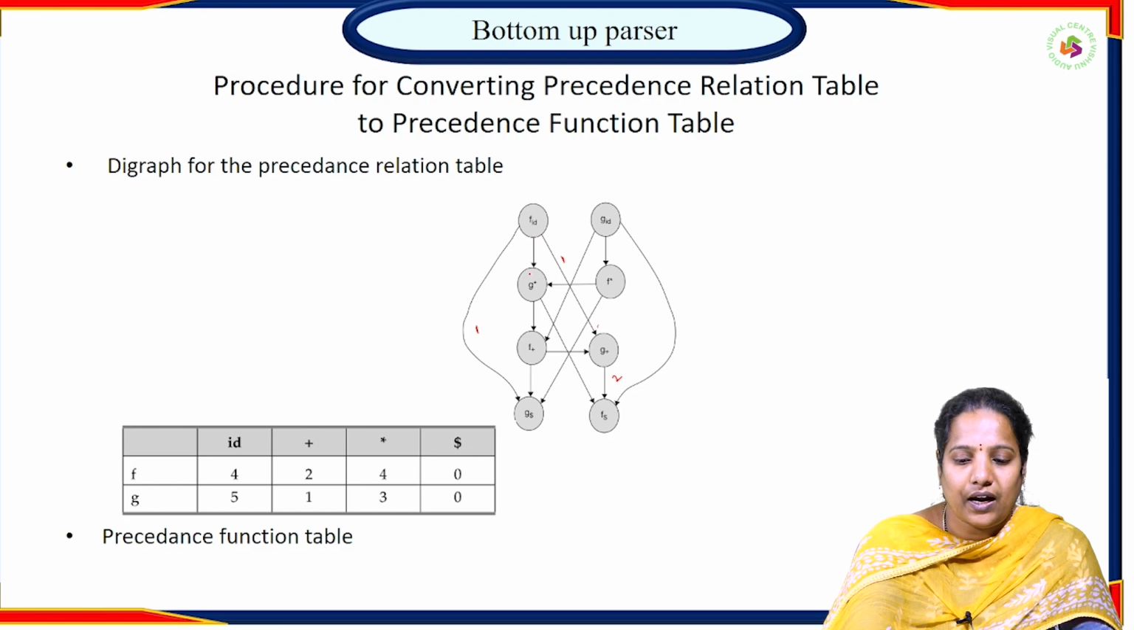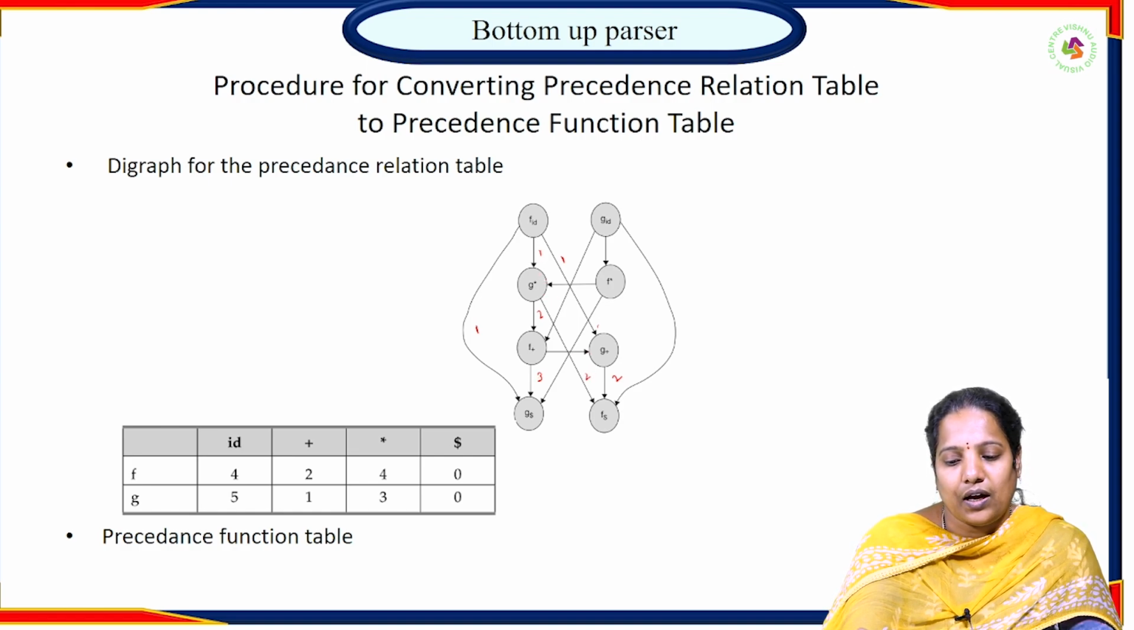Next path, FID to G star. Here the length is 1. G star to F star, length is 2. F plus to G dollar, the length is 3. And one more path is there, FID to G star 1, G star to F star 2, and the length is 2 only. And we need to find all the possible paths.